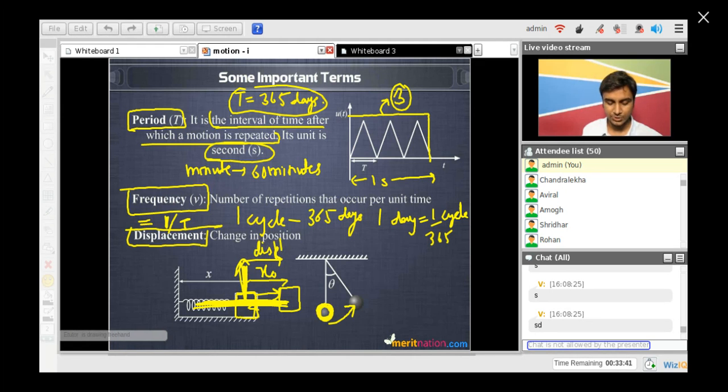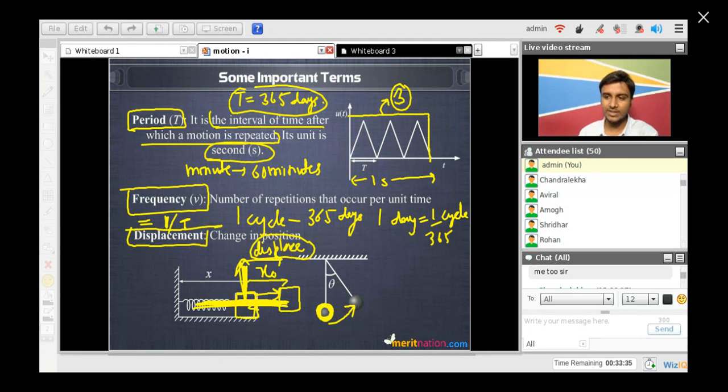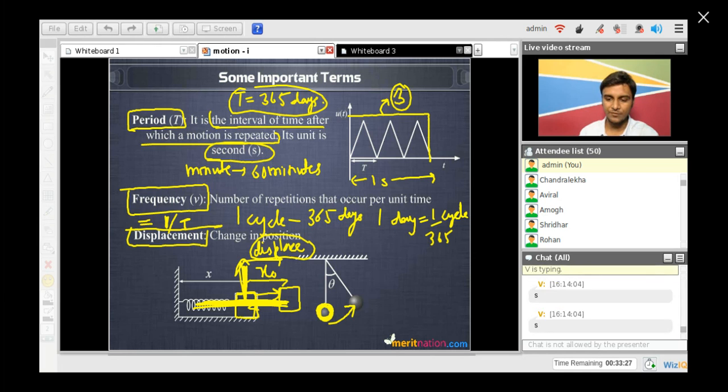Displacement, that is changing position. Okay, so is it clear to every one of you? Time, period, frequency and displacement. Alright, so it's clear to almost every one of you. Okay, it is not that easy a term.